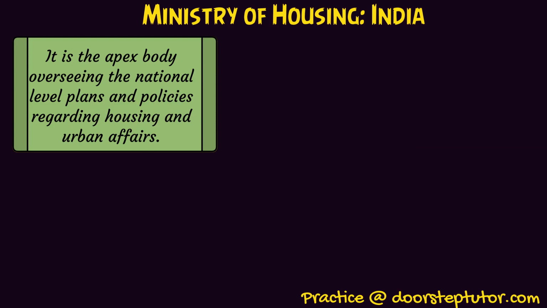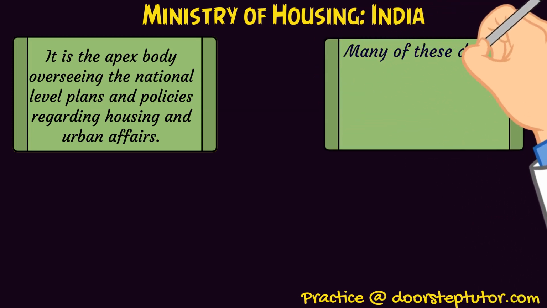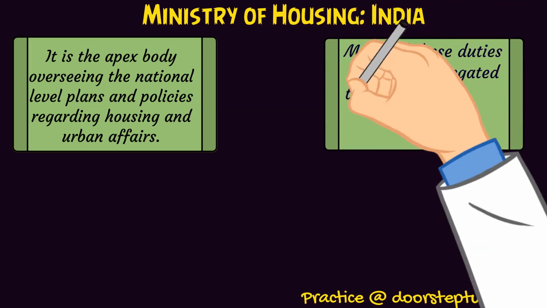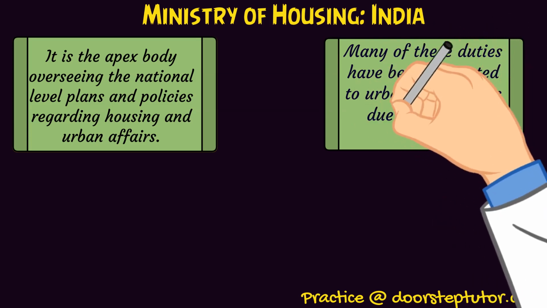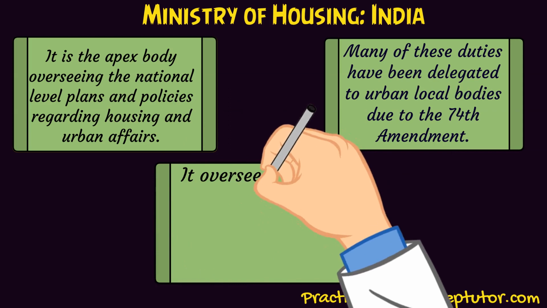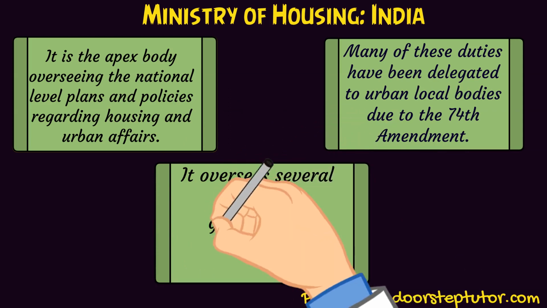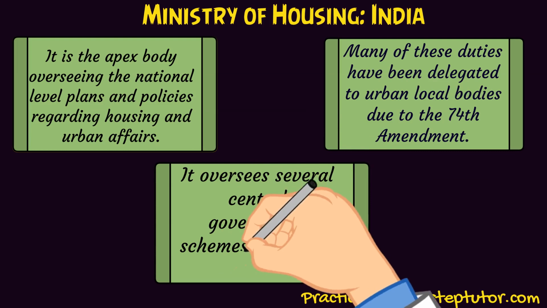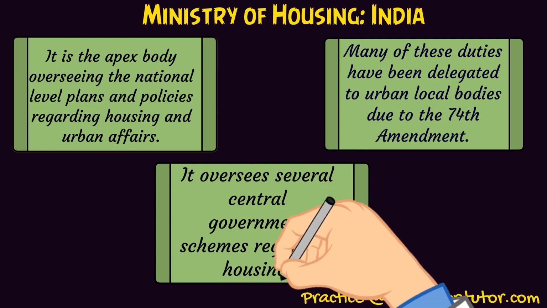Since 1992, many of the duties of this ministry have been delegated to urban local bodies like municipal corporations, as the 74th Amendment gives greater constitutional status to these urban local bodies. The Central Public Works Department, Directorate of Printing, Estates, as well as the Land and Development Office come under the Ministry of Housing and Urban Development. The same ministry also oversees several central government schemes such as Smart Cities Mission, AMRUT, HRIDAY, Swachh Bharat Mission, etc.